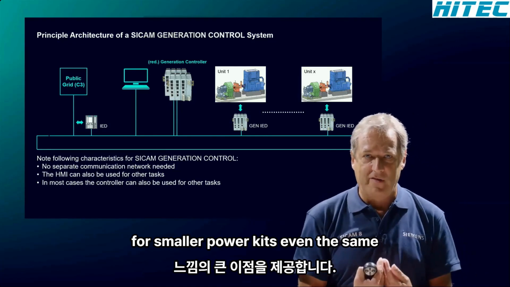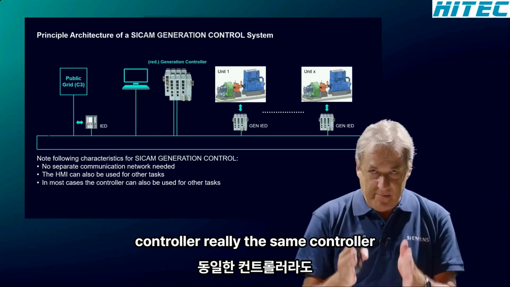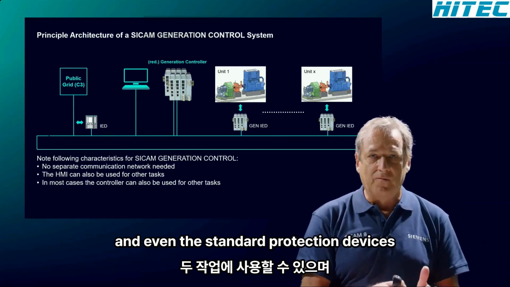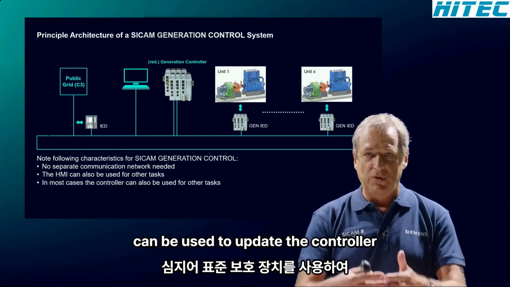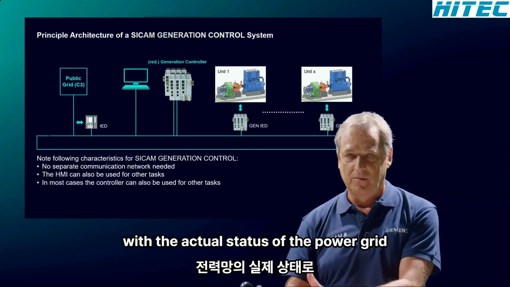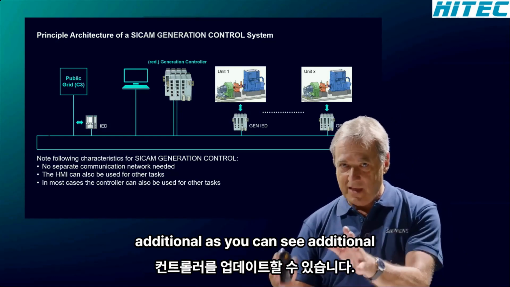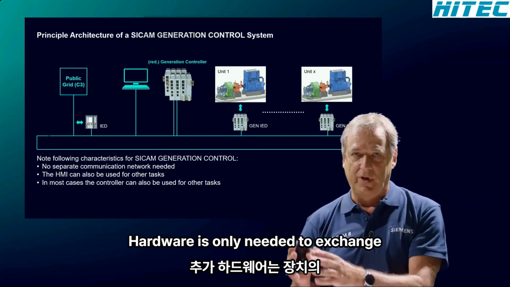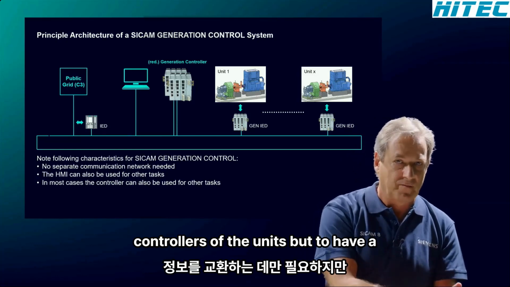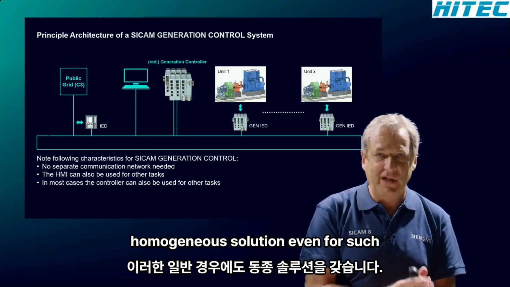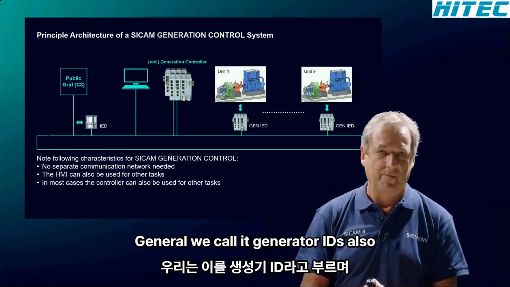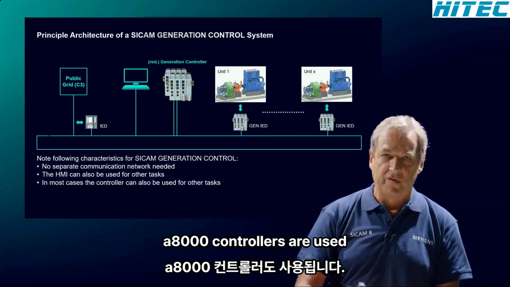For smaller power grids, even the same controller, really the same controller, can be used for both tasks. And even the standard protection devices can be used to update the controller with the actual status of the power grid. Additional hardware is only needed to exchange hardware information with the primary controllers of the units. But to have a homogeneous solution, even for such, we call it generator IEDs, also A8000 controllers are used.